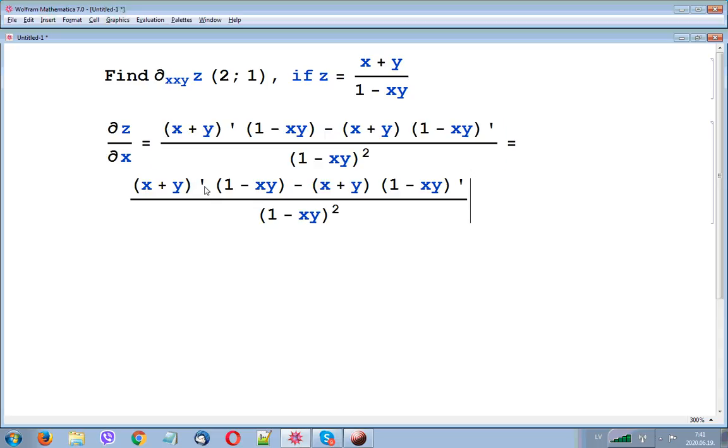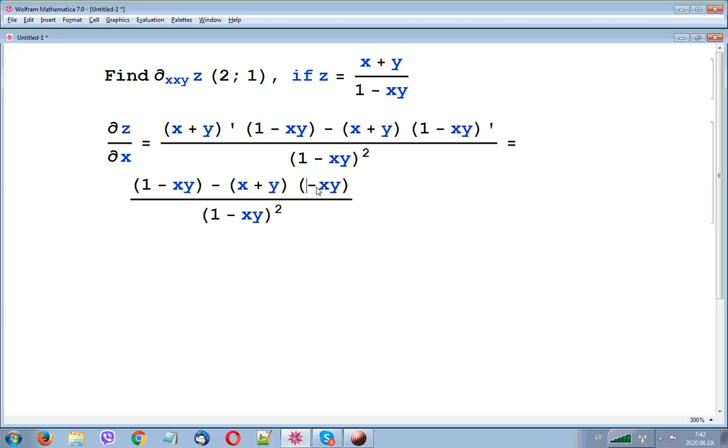So here instead of this there will be 1, because you will derive this everything by x, and when you derive by x you think that y is a constant number, and if it's a constant number, derivative of y by x is 0. So here is 1 plus 0, so it's 1, so we can skip it. And here if you derive this guy, here it will be 0, and here it will be minus y, because you derive by x.